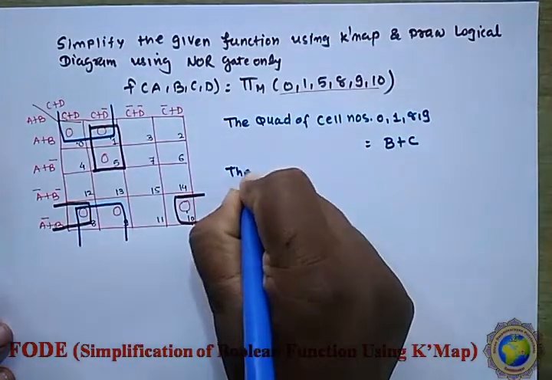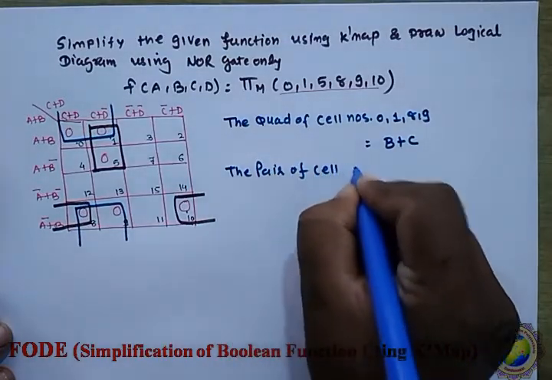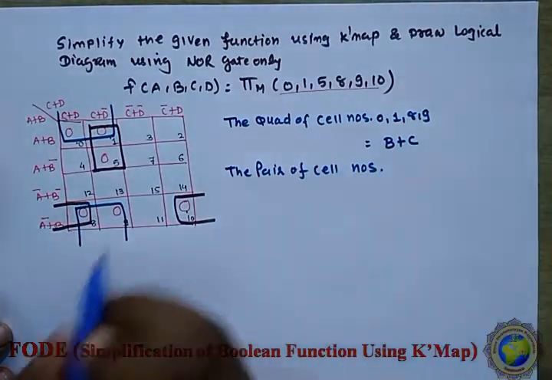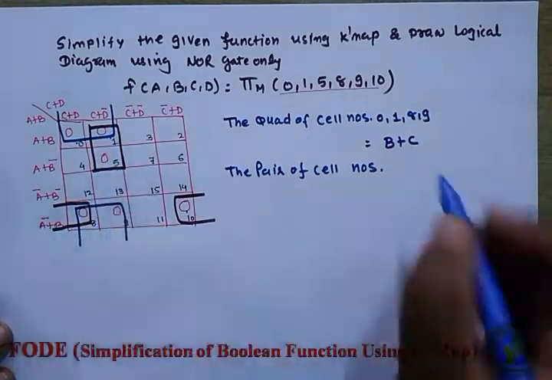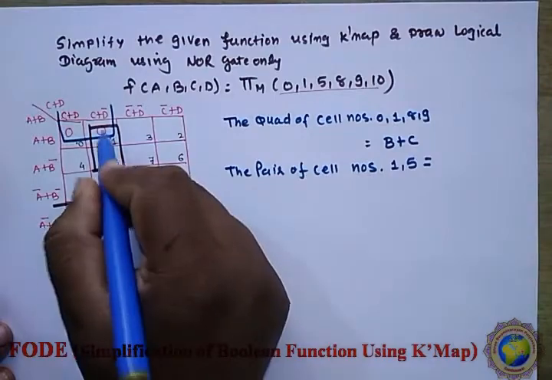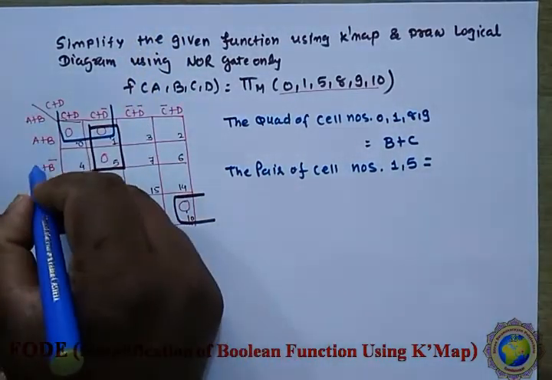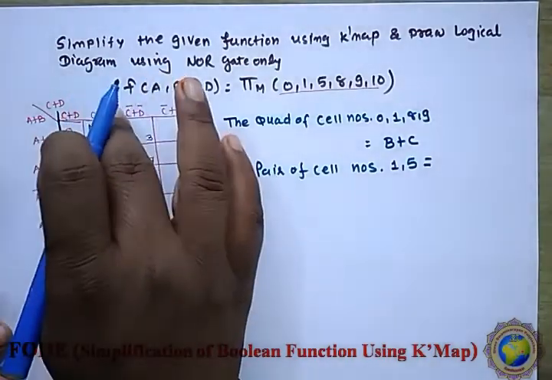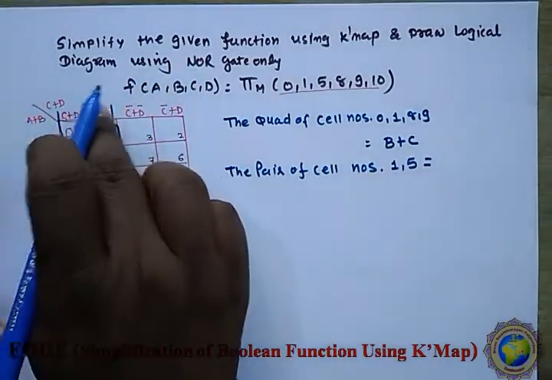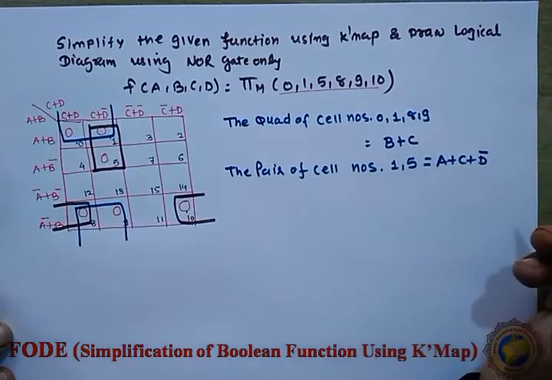Same, the pair of cell numbers 1 and 5. Which is the common variable? For 1 and 5, you can see horizontally these two are common, A is common, and vertically C plus D bar. So the answer is A plus C plus D bar.